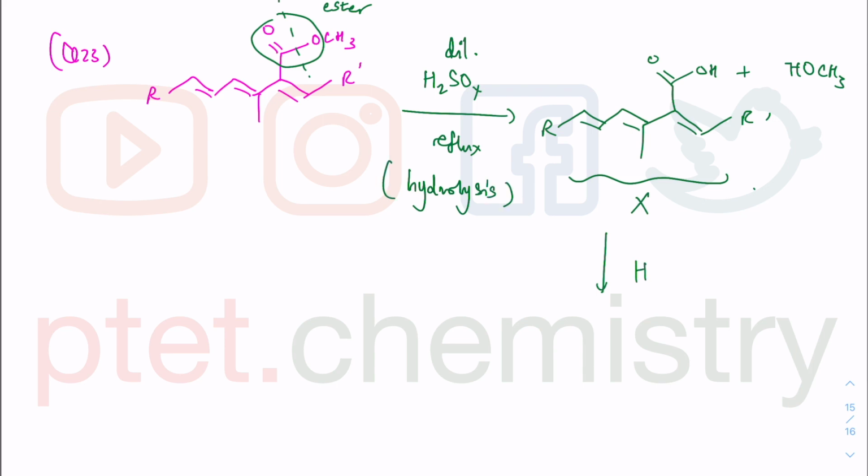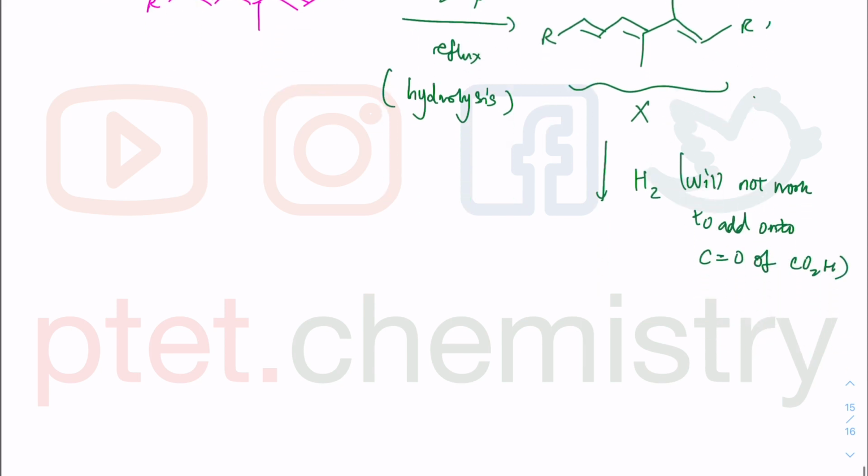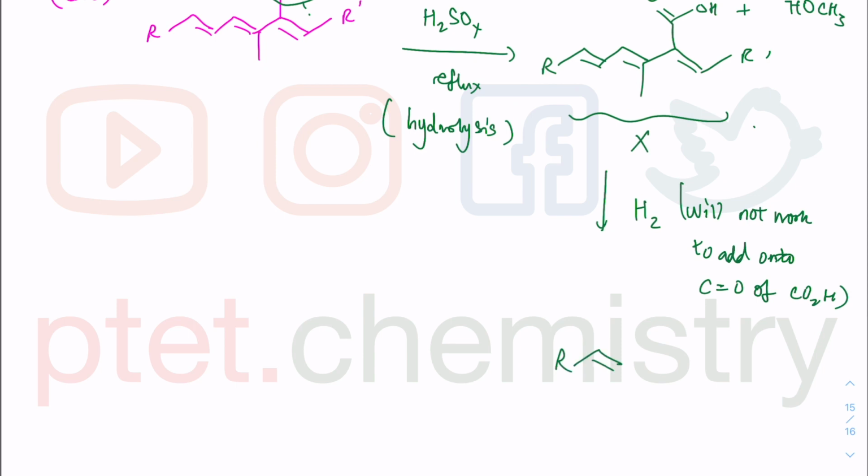And then I react that with hydrogen. Hydrogen will add onto double bond, but hydrogen in the presence of nickel catalyst will not hydrogenate the carbonyl bond of a carboxylic acid. It will not work to add onto the C=O of carboxylic acid. Alright, so what we are expecting is, in fact, I'll lose all the double bonds. So it's just single bond like this, and single bond like this, and the carboxylic acid remains.